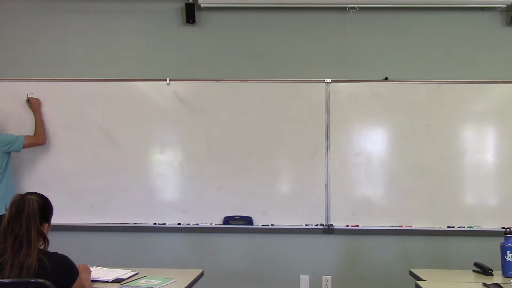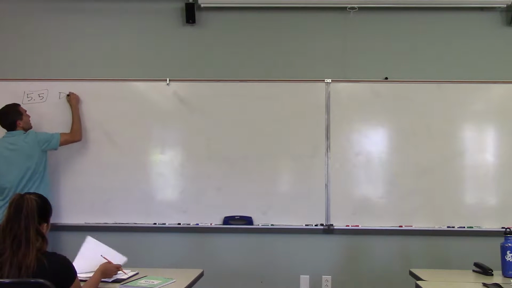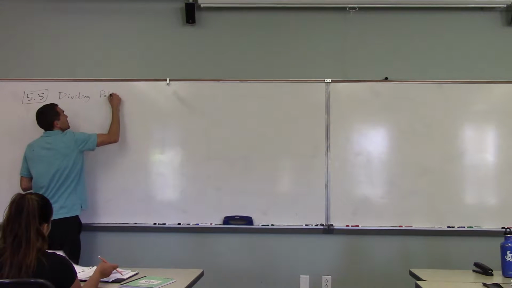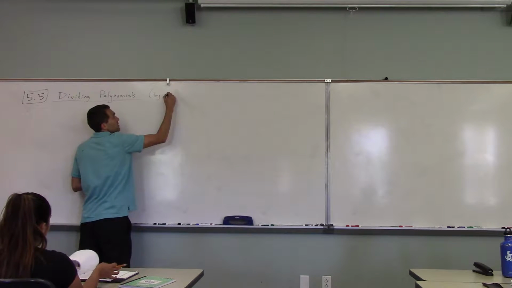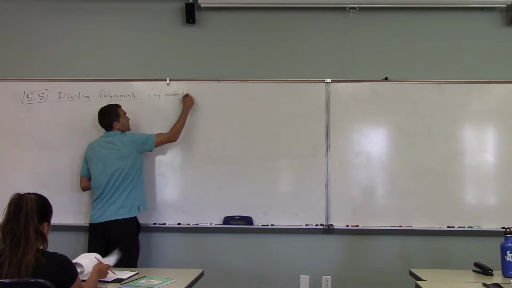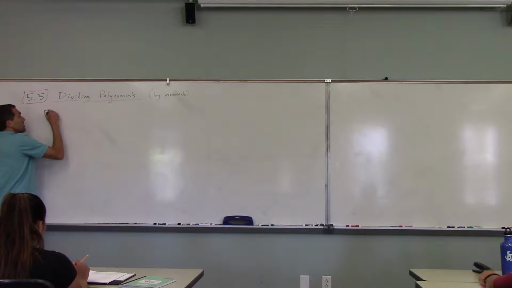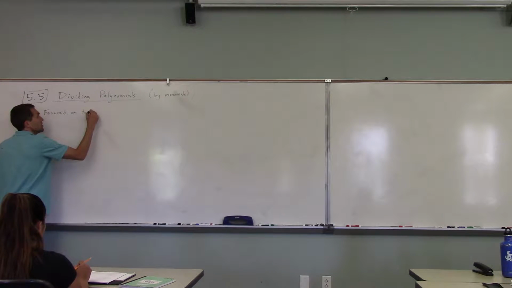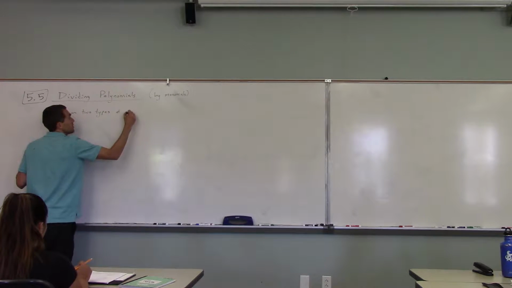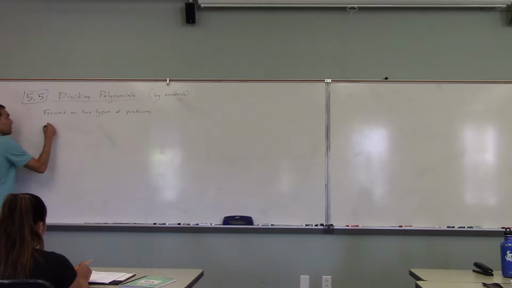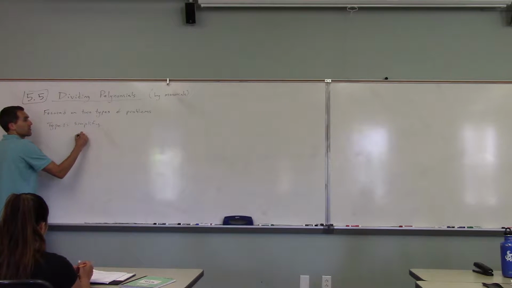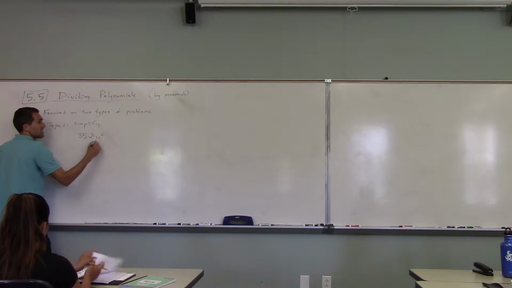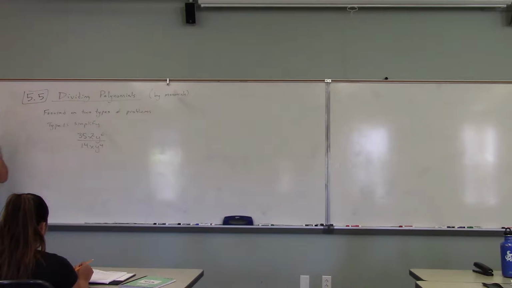Okay, so 5.5 is dividing polynomials. We are skipping the section that is long division of polynomials, so we're only focusing on dividing polynomials by monomials. Really we're looking at two types of problems here. Type one is simplify something like 35x squared y to the 6 over 14x y to the 4th. That's the first type of problem we're going to look at.